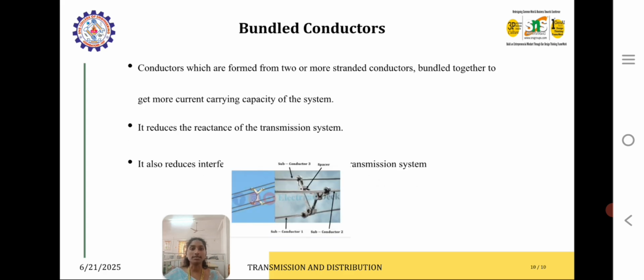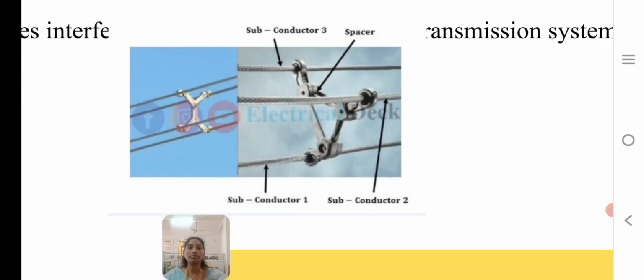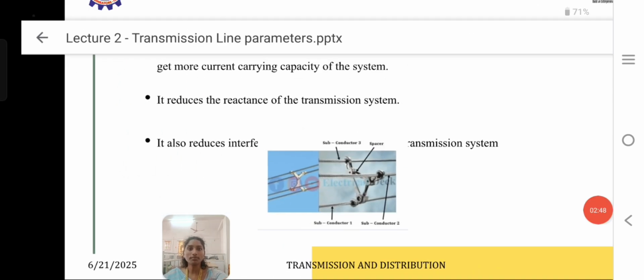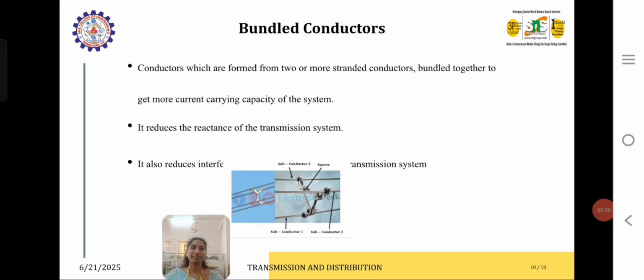A bundled conductor, as shown in the figure, has many subconductors linked using a spacer. Subconductors 1, 2 and 3 are linked by using the spacer. These are conductors formed from two or more standard wire conductors bundled together to get more current carrying capacity. It reduces the reactance of the transmission system. It also reduces the interference in the transmission system. This is highly preferred where high capacity is used.